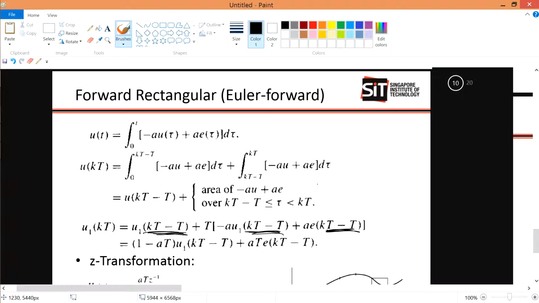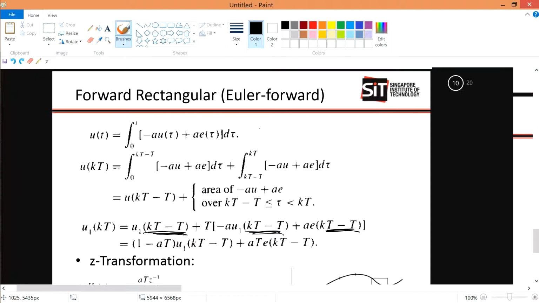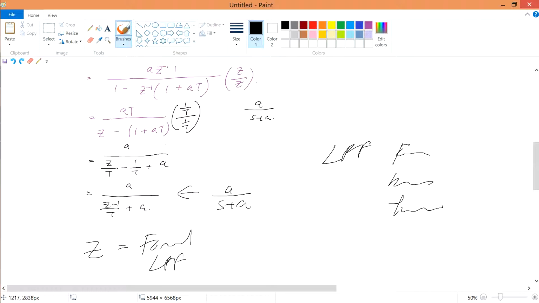So in the previous video, we discussed how to derive the forward rectangular Euler's forward, what is that called, low pass filter, right? We came all the way to somewhat prove to you that your low pass filter, A over S plus A, is this thing over here in the Z domain.